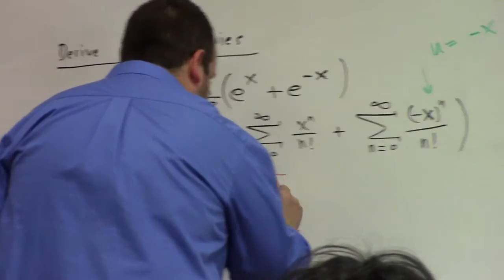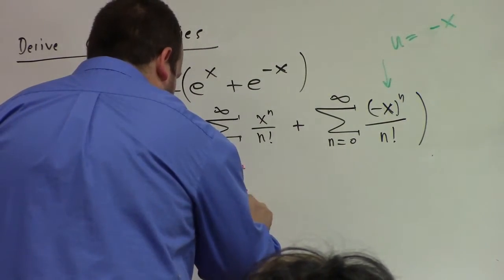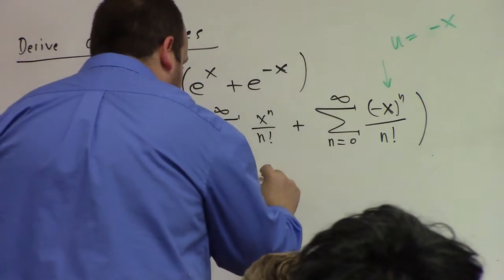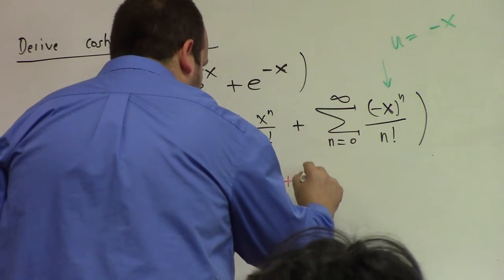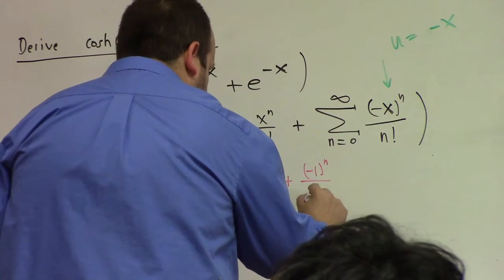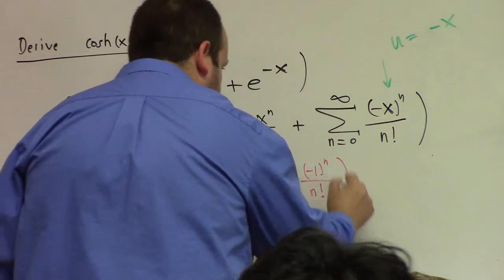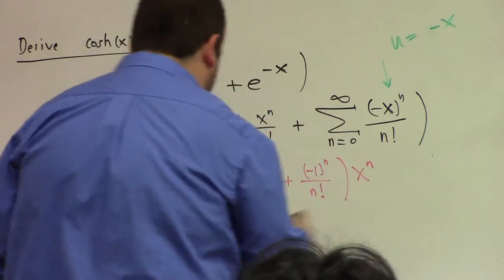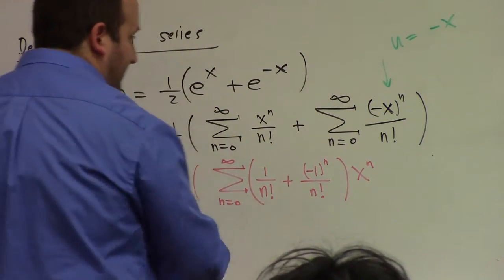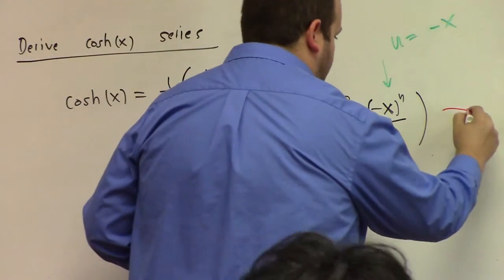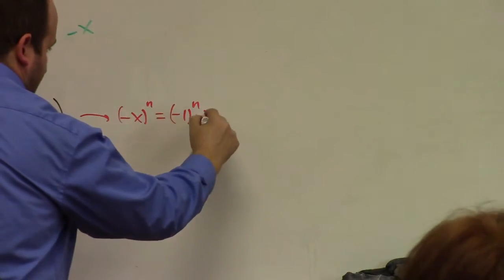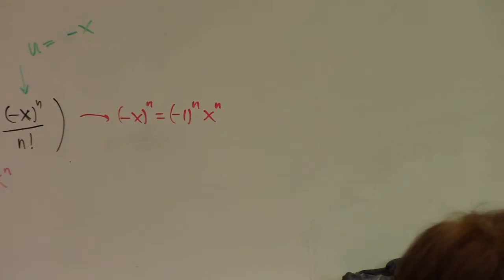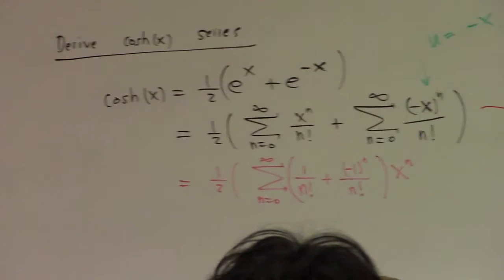Notice, I can basically do a little bit of algebra here. Sum n equals 0 to infinity of 1 over n factorial plus minus 1 to the n over n factorial, parentheses, x to the n. If you don't mind, I'm running out of board space here, so I kind of skipped a step. The extra step, I would have said, minus x to the n was equal to minus 1 to the n times x to the n. And then because I have x to the n on both things, I can combine the sums, since they have the same starting point.